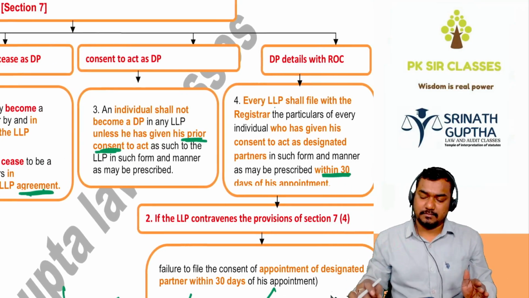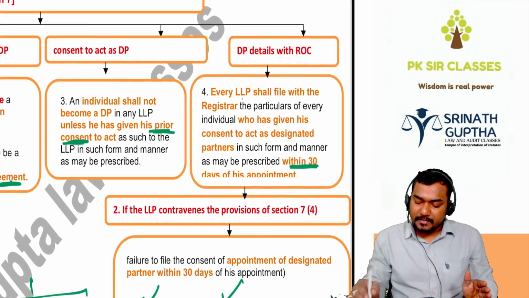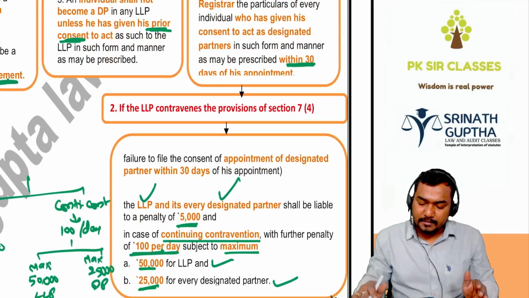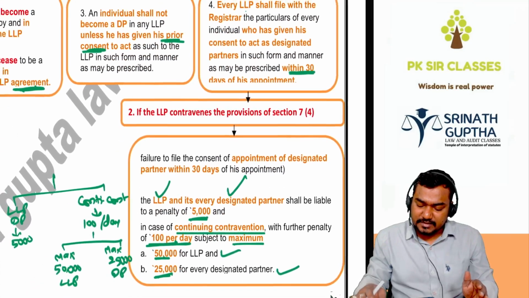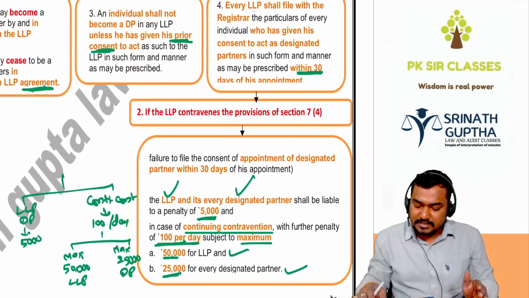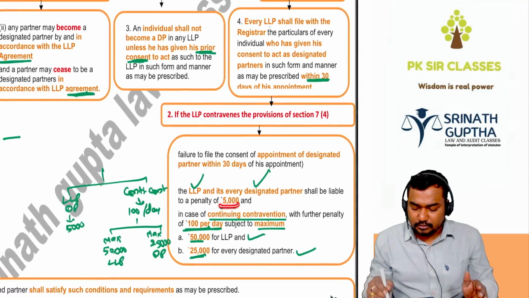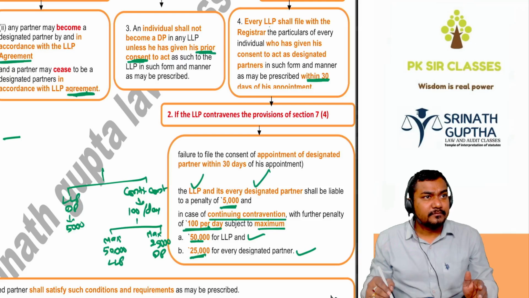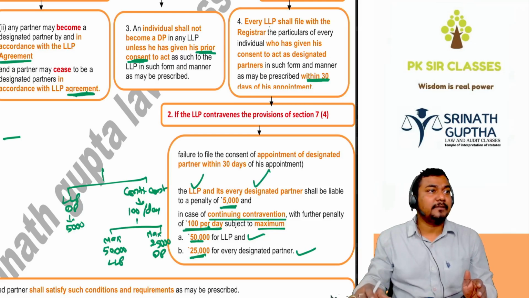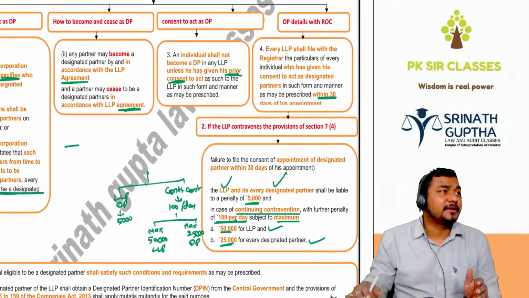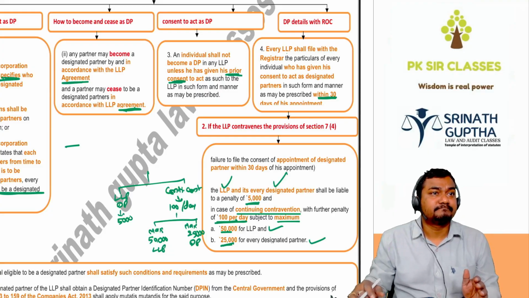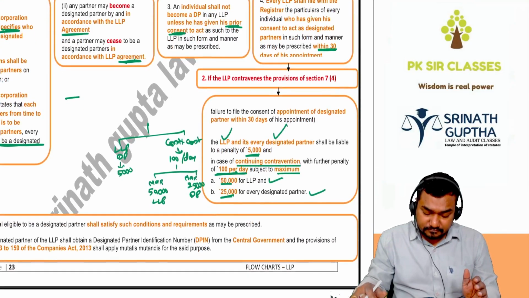Done. Next, details of the DP. Details of the DP should be filed with the ROC within 30 days of his appointment. If the LLP contravenes the provisions of this section, the LLP and every DP is liable with a penalty of 5,000 rupees. In case of continuing failure, 100 rupees per day, subject to a maximum of 50,000 for the LLP and 25,000 for the DP. Unfortunately, he is asking the penalties also in the exam. Unfortunately.